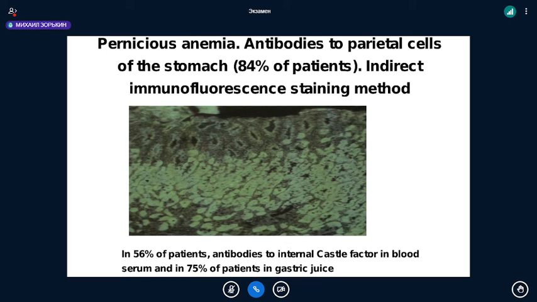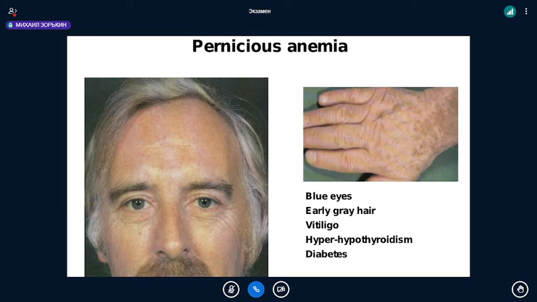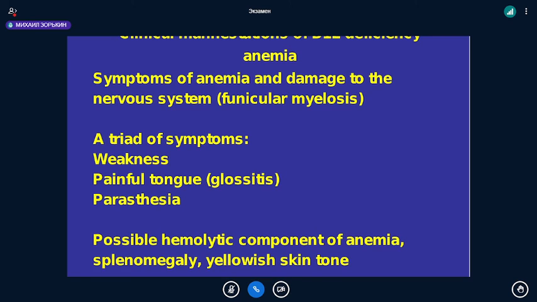Pernicious anemia is characterized by antibodies to parietal cells of the stomach, and in this case, this condition is usually combined with the presence of autoantibodies to the thyroid gland. So hypothyroid condition will also be present. So blue eyes, early gray hair, vitiligo, hypothyroidism, and diabetes are some of the most common concomitant conditions.